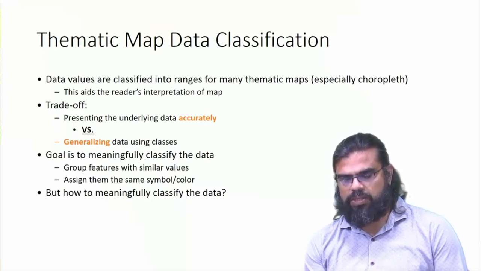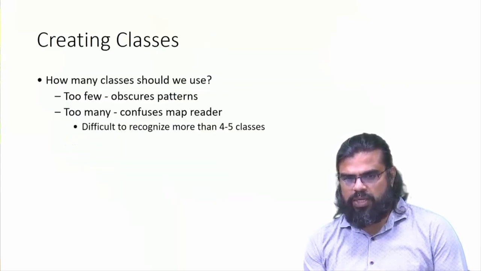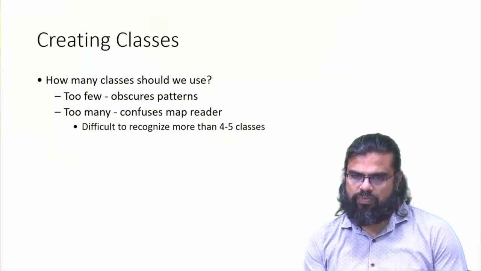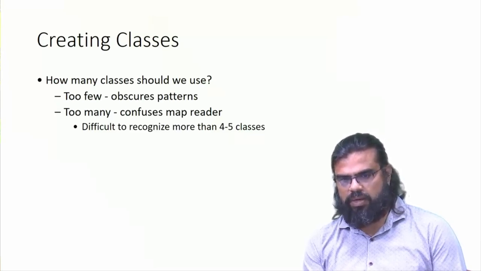In some cases there will always be a question: when we say there is a similarity of the values, how do we define that, and how many classes do we create? Generally, the thumb rule for evaluation is that if you have too many classes, it is quite confusing. If you have too few classes, then the spatial pattern gets erased.